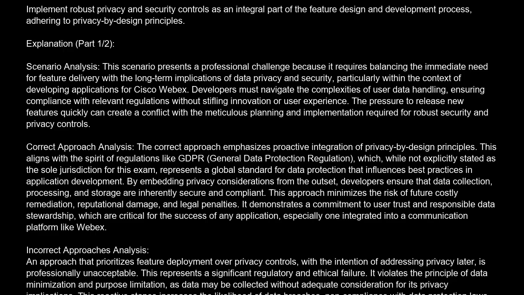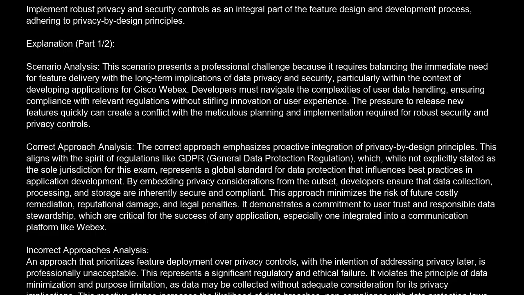The correct approach emphasizes proactive integration of privacy by design principles. This aligns with the spirit of regulations like GDPR, the General Data Protection Regulation, which, while not explicitly stated as the sole jurisdiction for this exam, represents a global standard for data protection that influences best practices in application development.